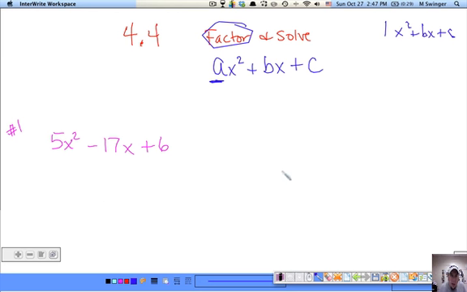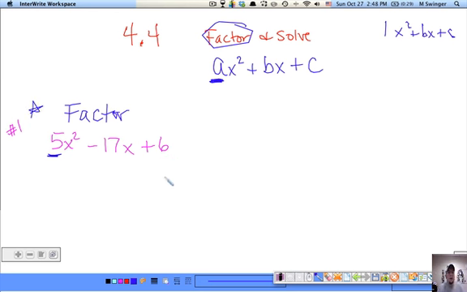But in all these cases, this section, a is something other than 1. So in this case, a is 5. That means we can't do our normal factors of c that add up to b. It's not that easy anymore. So I'm going to teach you a method how to figure out how to factor something. Example 1, we're just going to factor this trinomial right here.